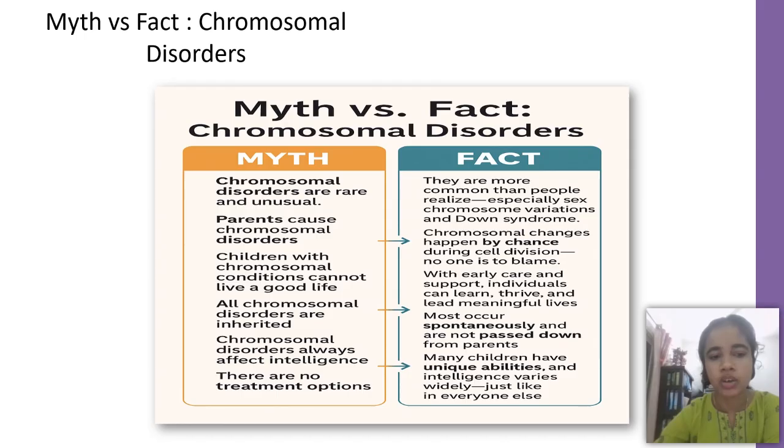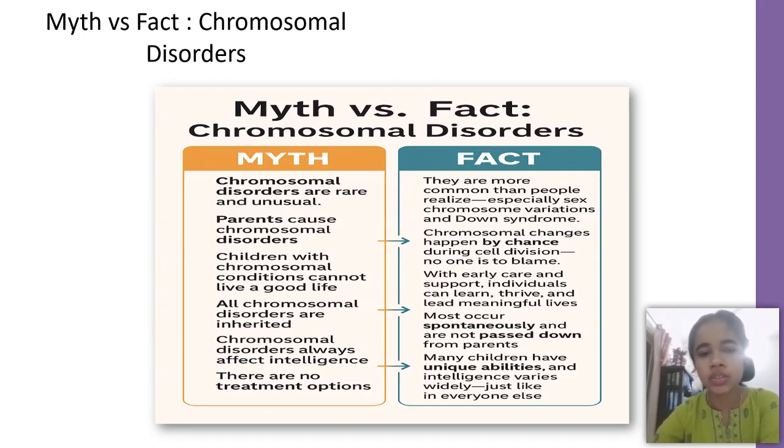And myth 5 is that they always affect intelligence. That is not true. Just like everyone else, abilities will vary, and many have unique strengths too. Just like how everybody else has variations when it comes to learning and intelligence, the same is true for them. They do have strengths, and they do have learning abilities and intelligence in a unique way. So you have to remember that chromosomal differences are part of human diversity. They are not a limitation.